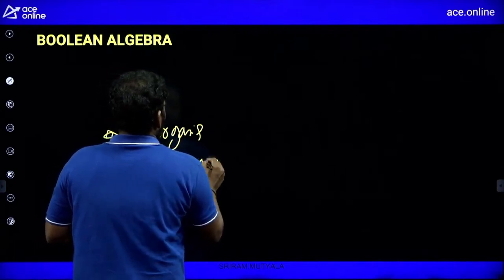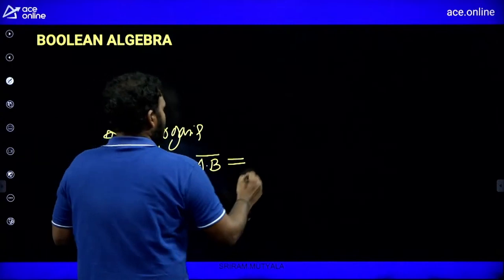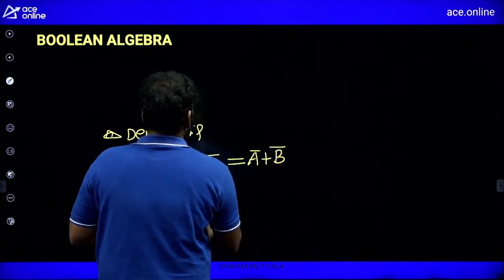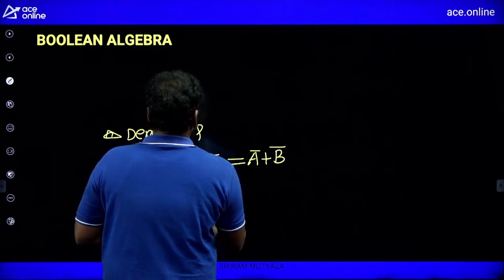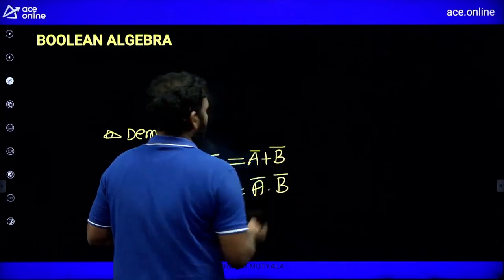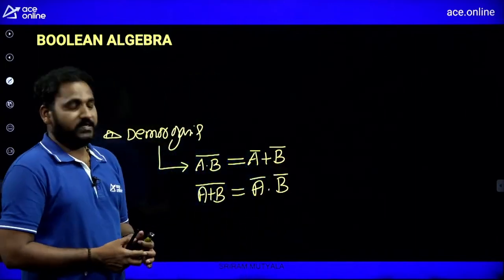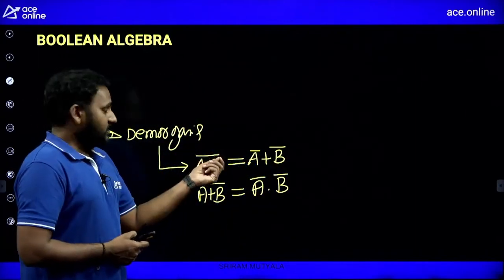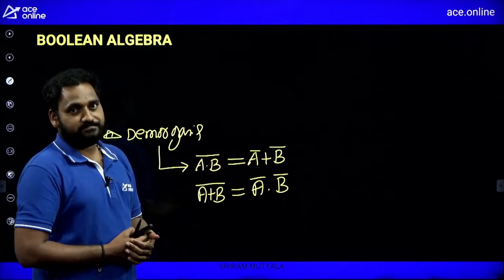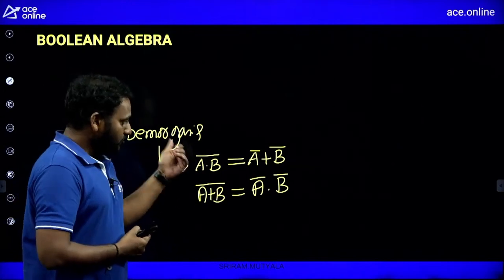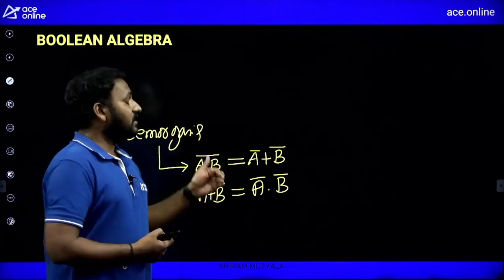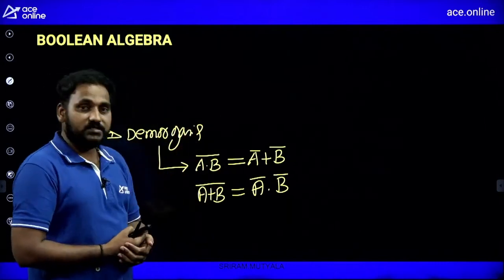A dot B whole bar, you can write as A bar plus B bar. A plus B whole bar, we can write as A bar dot B bar. We can prove it by using the perfect induction method. It means take ones and zeros, left side and right side. LHS value will be the same as RHS. But whenever we need to use these in minimization and logic gates concepts, there you can understand the real importance of De Morgan's theorem.